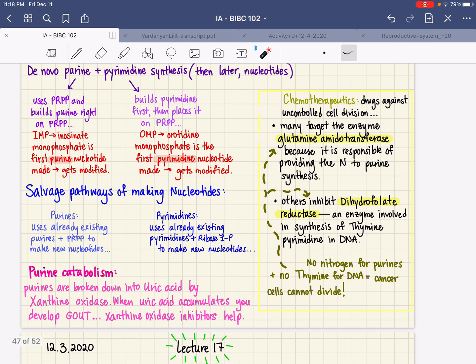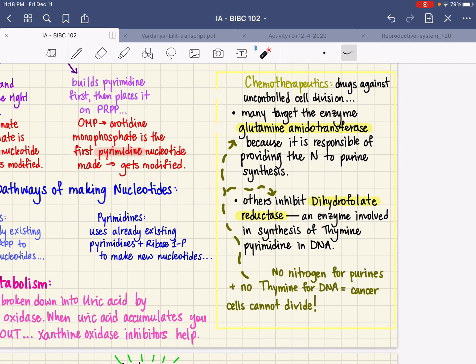Before we move on to purine catabolism, let's talk about the chemotherapeutic drugs that are specific to these purine synthesis or pyrimidine synthesis. So as we all know, chemotherapeutics are drugs that are against cancer growth, right? And what is cancer? Cancer is uncontrolled cell division. So the idea is if we can stop cell division, then we can stop the cancer from growing.